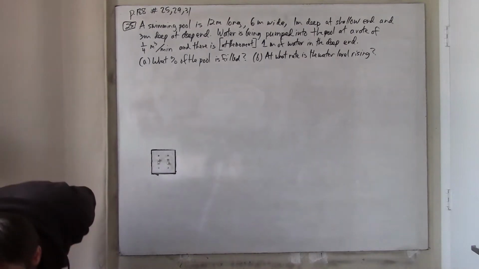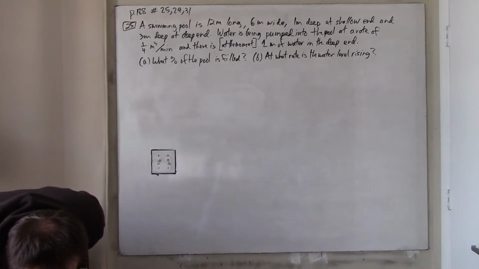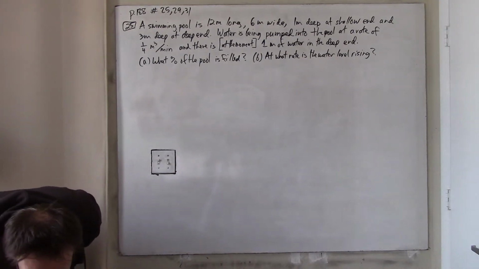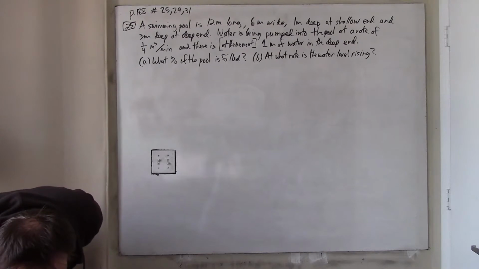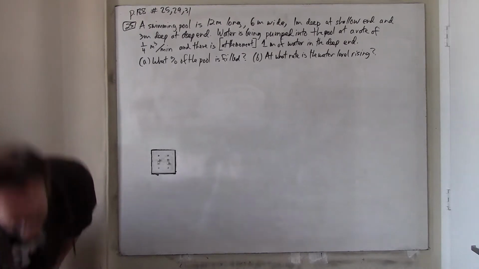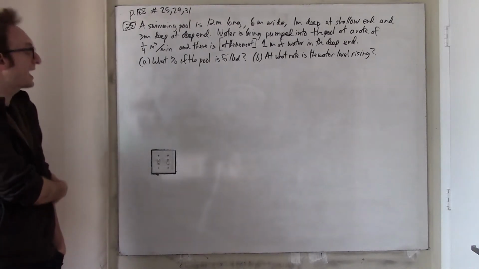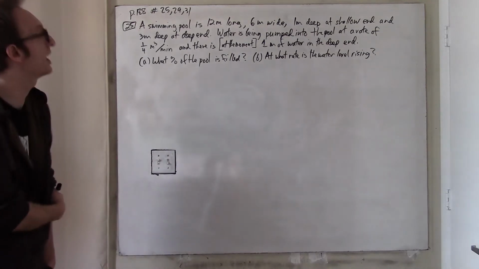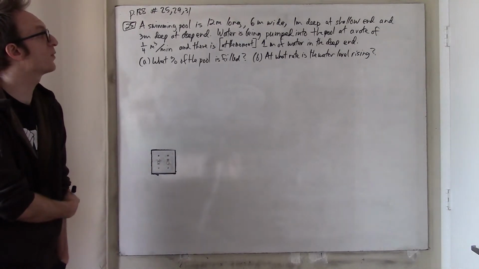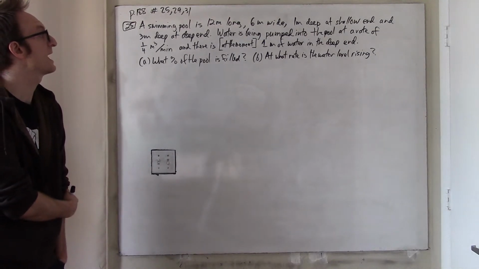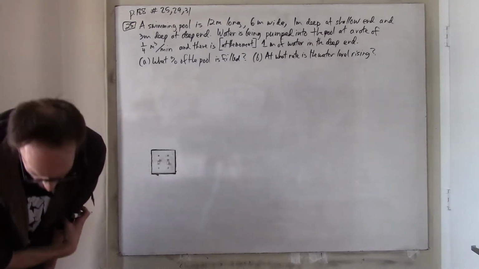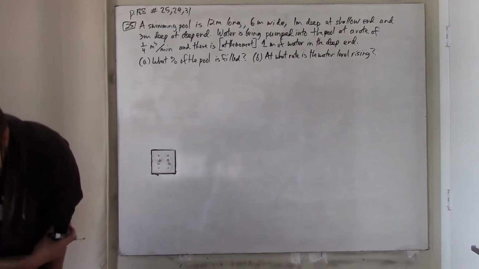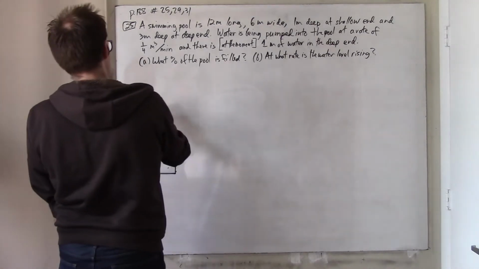Okay, well, it's pretty good that they added a picture here, because I'm not sure you would 100% be able to reconstruct this figure from just this description. But okay, what kind of pool is this? It's 12 meters long, 6 meters wide, 1 meter deep at the shallow end, and 3 meters deep at the deep end. Well, I don't know if that's the greatest explanation ever, but anyway, there is a picture.